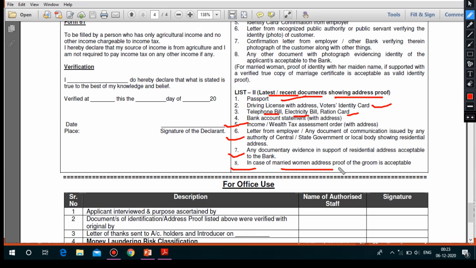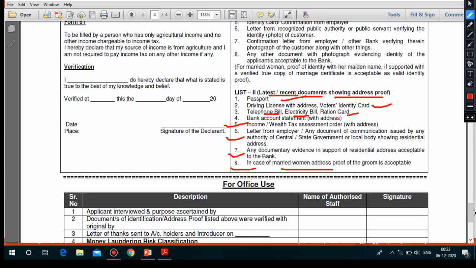Okay, so in case an account holder stays in a rented house, the house agreement, the rent agreement, can also be submitted to the bank.